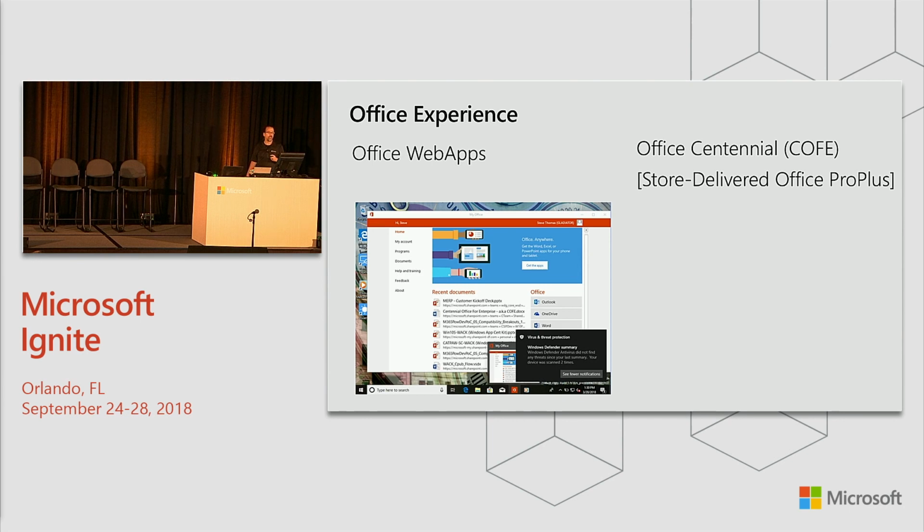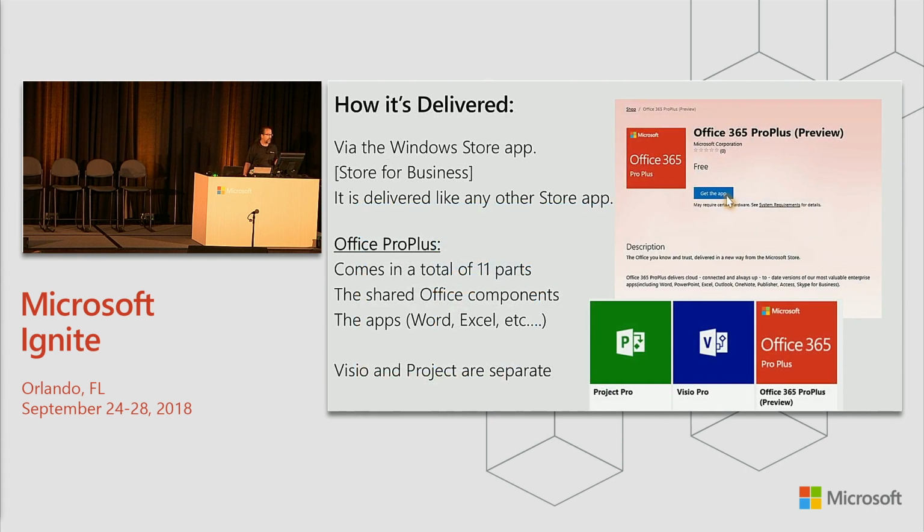We have Office web apps, and if you have onboarded to the preview of store-delivered Office, or what we call Centennial Office for Enterprise, this is basically where we've taken the Office click-to-run and packaged it into AppX so you can pull it down from the store. This, of course, requires something greater than an F1 license, but it gives you the opportunity of delivering offline Office to S mode devices, delivered pretty much like any other Windows Store app. It's available in preview in Pro Plus, as well as additional packages for Project and Visio.